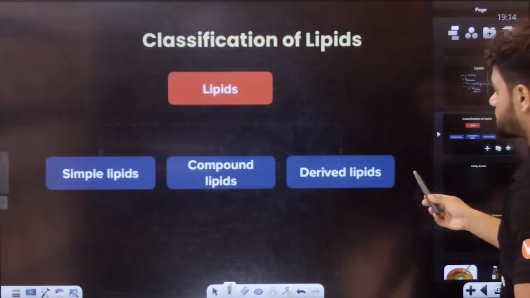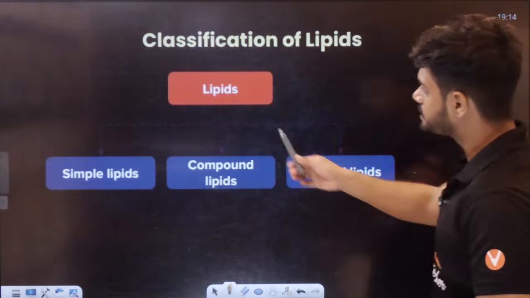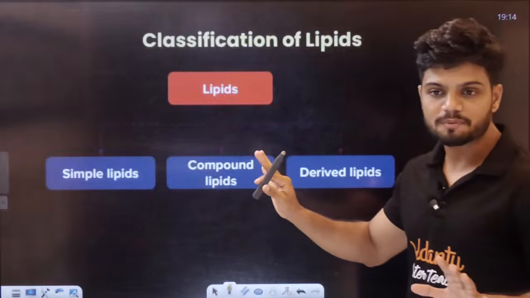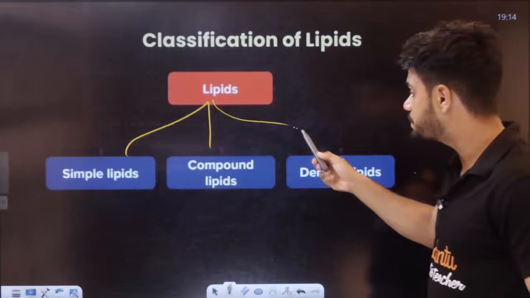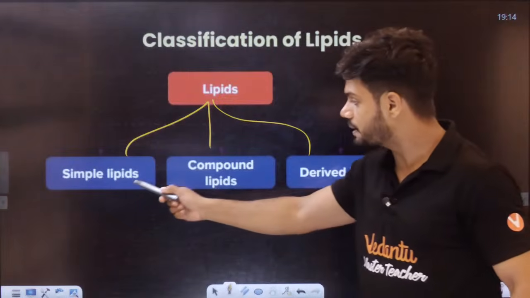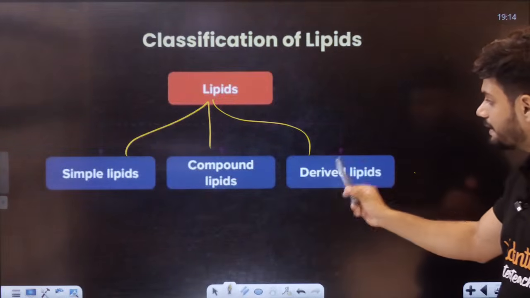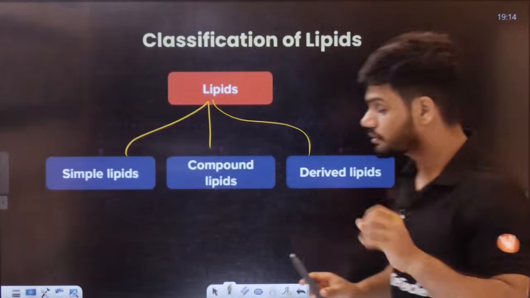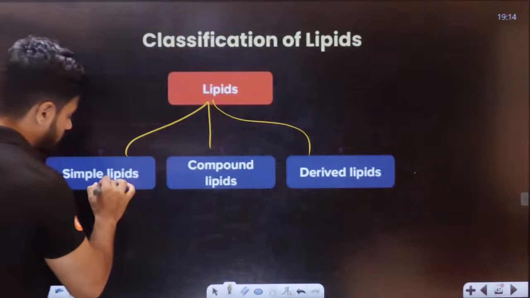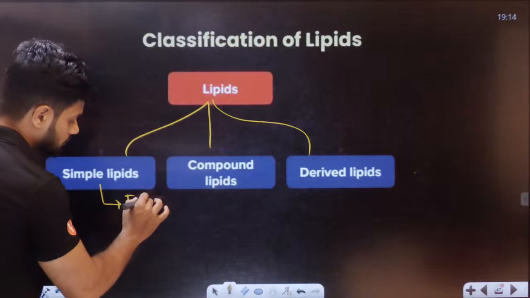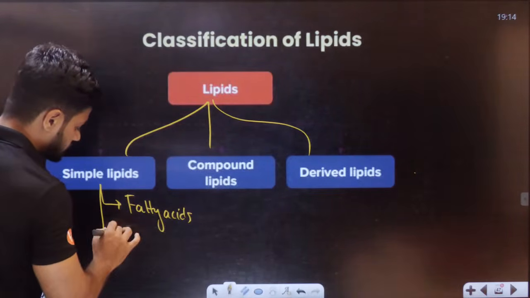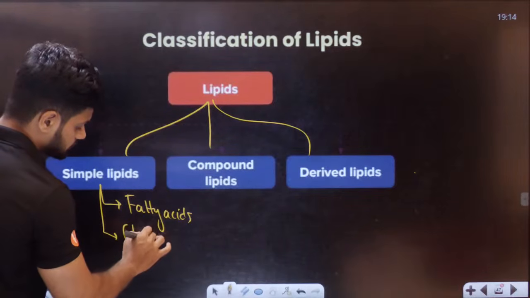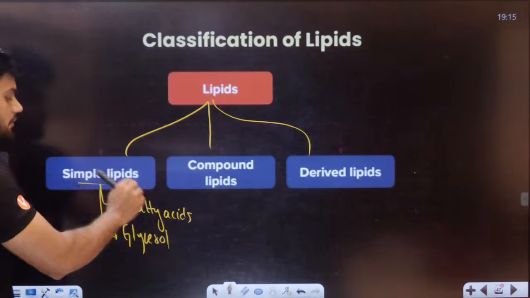Okay, lipids, students. Broadly speaking, lipids are divided into three categories: simple lipids, compound lipids, and derived lipids. The simple lipids are divided into fatty acids and glycerol. That is the simple lipid only.